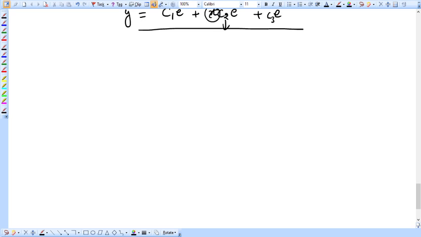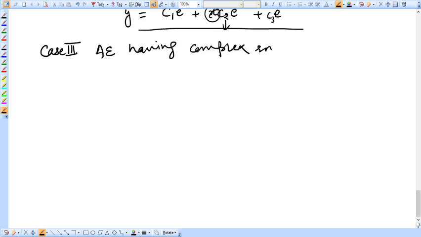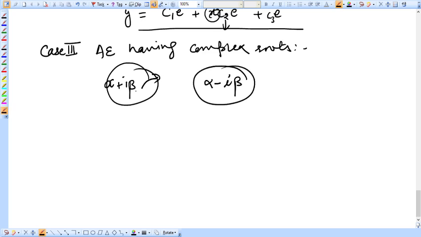Now case 3, the auxiliary equation having complex roots. We know if alpha plus iota beta is one of the roots of the given differential equation, then the other root would certainly be alpha minus iota beta, because complex roots always occur in pairs, right?